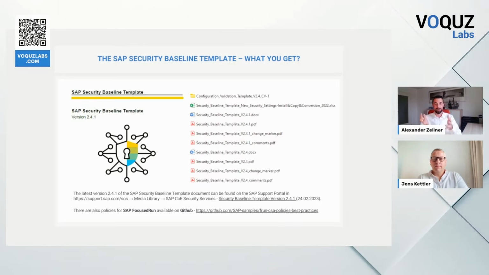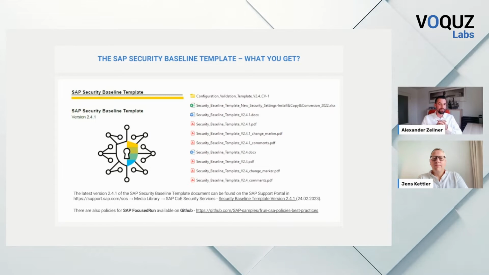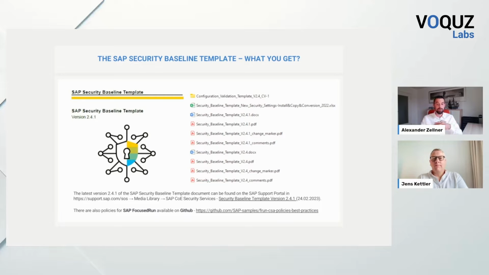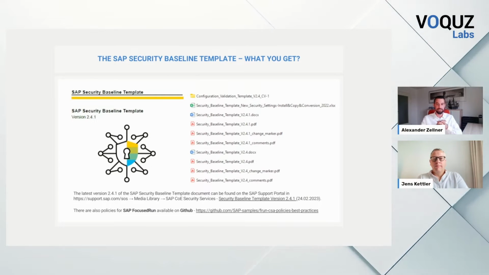You can, of course, check it manually in the system. There's a recommendation that you can do it. But there's also the delivery of templates for the configuration validation from Solution Manager that you can use. With that, you can automate the analysis. And nowadays, you also get on GitHub a template for a VOQUZ run, which is another SAP product analyzing system security.